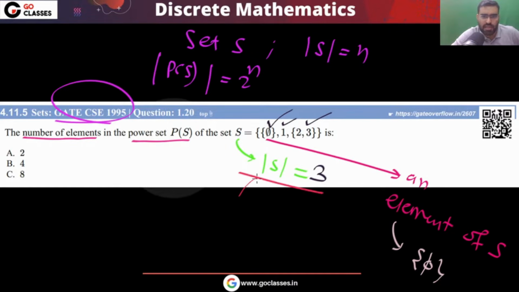So finally, I can say, what is the cardinality, what is the number of elements in the power set? That will be the number of subsets of S. The number of subsets of S will be 2 power 3. That will be 8. So the answer will be 8.